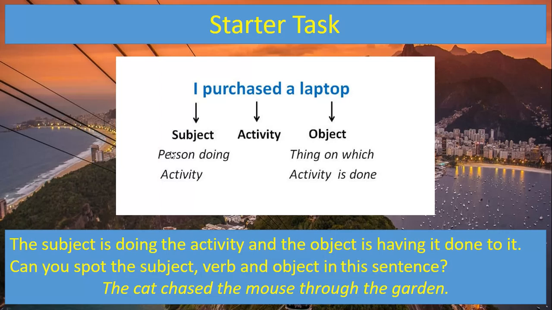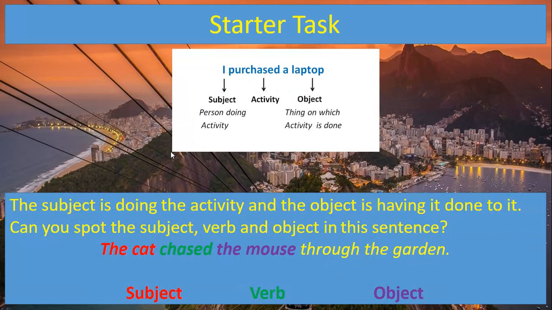Have a look at the example below. The cat chased the mouse through the garden. Can you spot the subject, verb, and object in this sentence? Pause the video if you want. Have a go. When you're ready, move on. Did you get it right? Well, the cat is the subject because that is the thing doing the chasing, which is the verb. So the thing doing the chasing is the subject, and then the thing having the verb done to it. So in this case, the thing being chased is the mouse, and therefore that is the object. Okay?